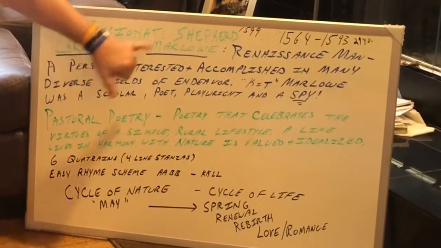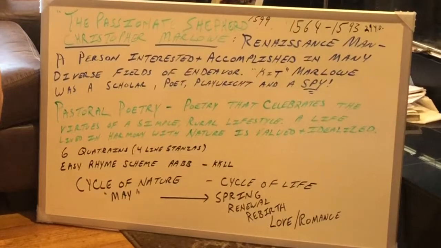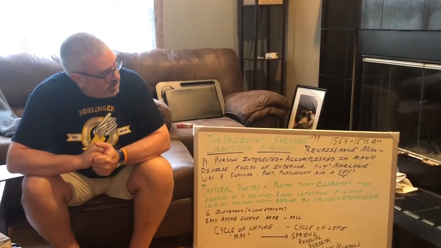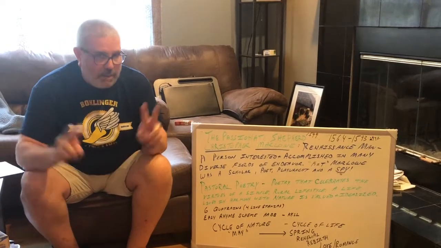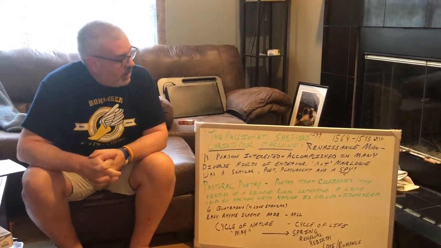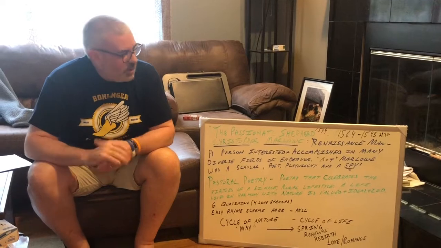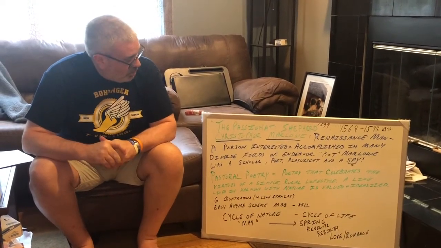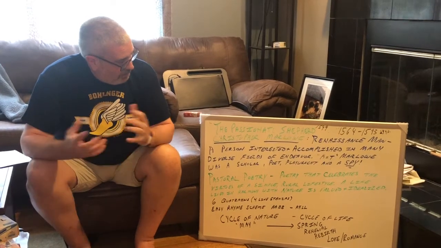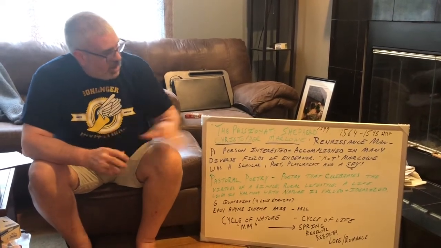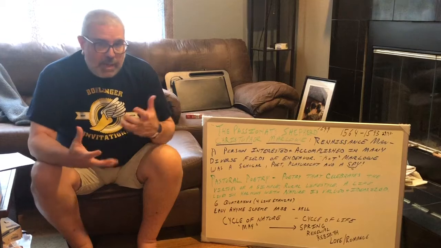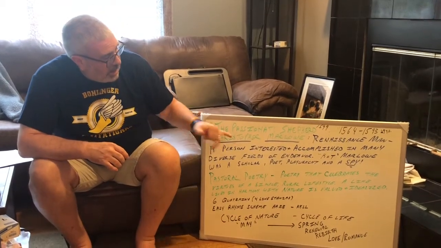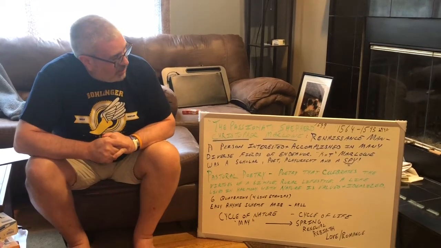Take you through Christopher Marlowe. He's a Renaissance man in his lifetime, a short lifetime. He's born the same year as Shakespeare in 1564, but he dies in a bar accident or a bar fight in 1593. A lot of controversy surrounding his death for a lot of different reasons. He's only 29 years old. But in that short 29 years, he crams a lot into life. Not only is he alive during the Renaissance, but he embodies the Renaissance ideals. He's a person interested and accomplished in many diverse fields of endeavor.